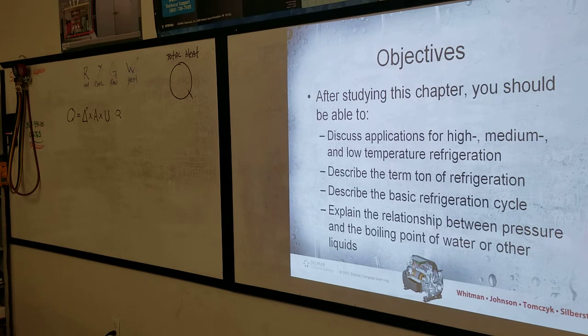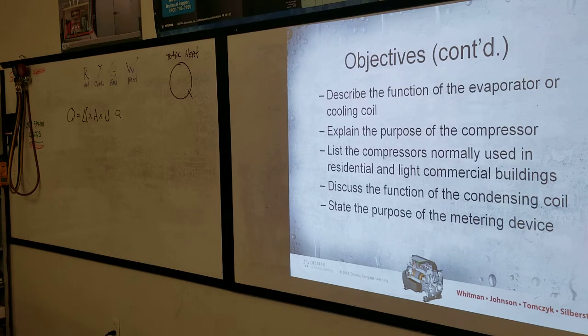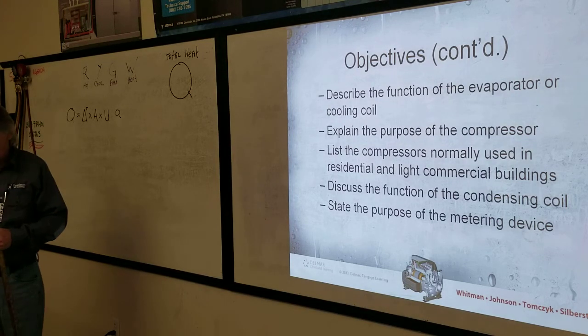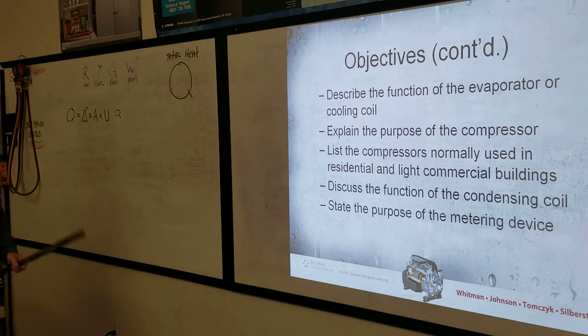Objectives. After studying this chapter, you should be able to discuss applications for high, medium, and low temperature refrigeration. Describe the term tons of refrigeration. Describe the basic refrigeration cycle. Explain the relationship between pressure and boiling points of water or other liquids. Describe the function of the evaporator or cooling coil. Explain the purpose of the compressor. List the compressor's normal use in residential and light commercial buildings. Discuss the function of the condensing coil. State the purpose of the metering device.